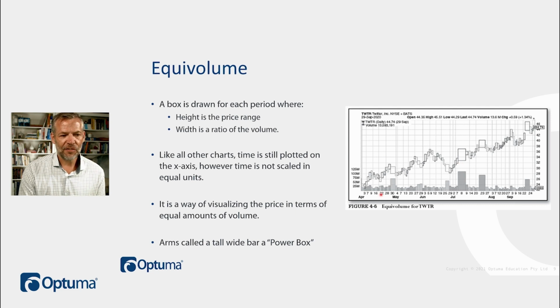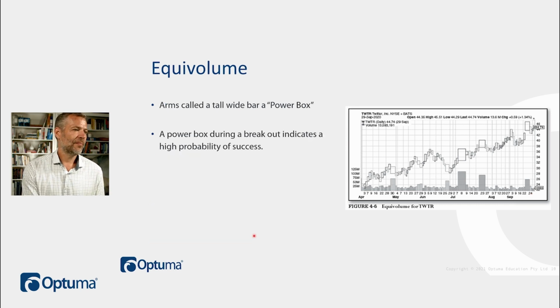Remember that the x-axis is not a linear scale. It's not even intervals when we have charts like this. Power box during a breakout indicates a high probability of success. I think that is an important thing to remember as you go into the exams. I can see that's a very likely question there.